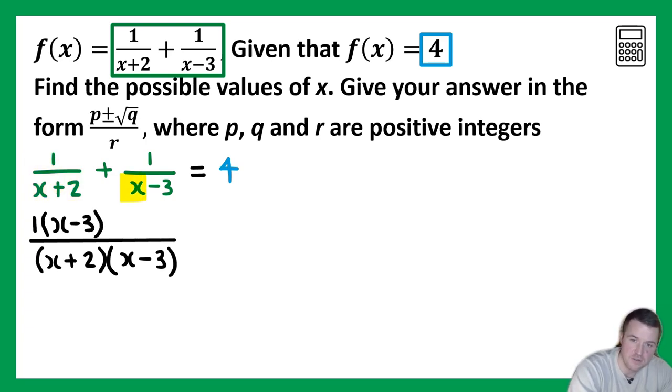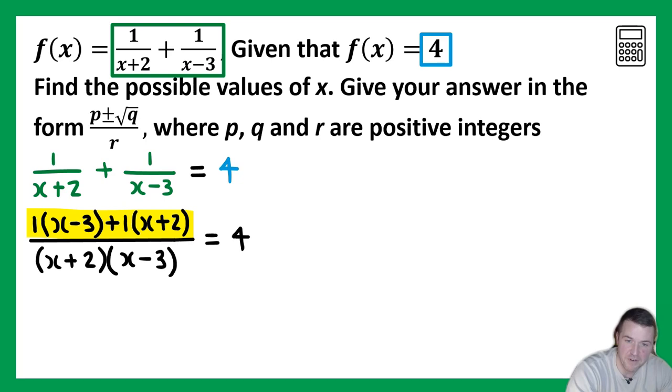And for the other fraction, x minus 3 has been multiplied by x plus 2, so I'll need to multiply the numerator by x plus 2 also, so adding one lot of x plus 2. I can simplify the numerator by collecting like terms to give me 2x minus 1, and since I'm solving for x, which forms part of the denominator, I'll need to eliminate the denominator by multiplying both sides of the equation by x plus 2 bracket x minus 3.